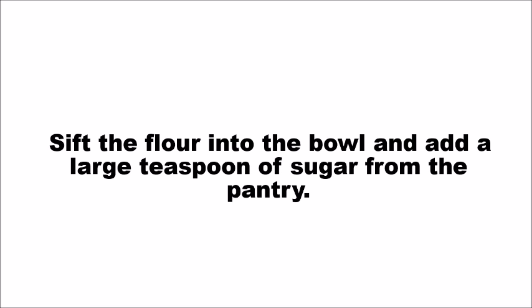The final sentence that we're going to look at today is a more complex sentence in comparison to the last two. It reads, sift the flour into the bowl and add a large teaspoon of sugar from the pantry. As we can see, our sentences are getting longer and longer, but we're still following the same process. The first thing we need to do is to look once again for the actions. You should be getting fairly good at this by now, and remember, if you're having trouble, ask yourself, can you something? For example, can you sift something? The answer to that is yes. So therefore, we highlight that in green as our action.